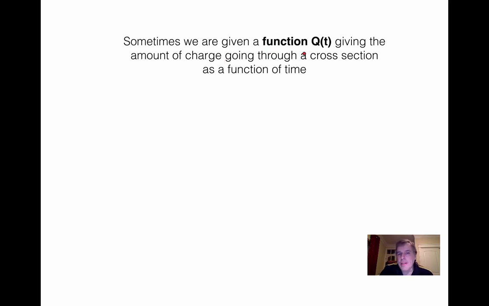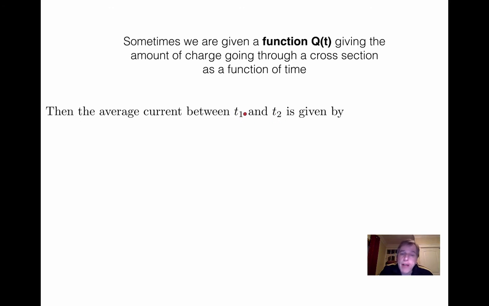Well, whenever you're asked to find an average current, you have to be told between what time and what time. You have to be specified 2 times. So the average current between 2 times, let's say time t1 and t2, is given by the following formula. By the way, here I assume that t2 is after t1. So I could have used t initial, ti, and t final, tf. But let's use t1 and t2.